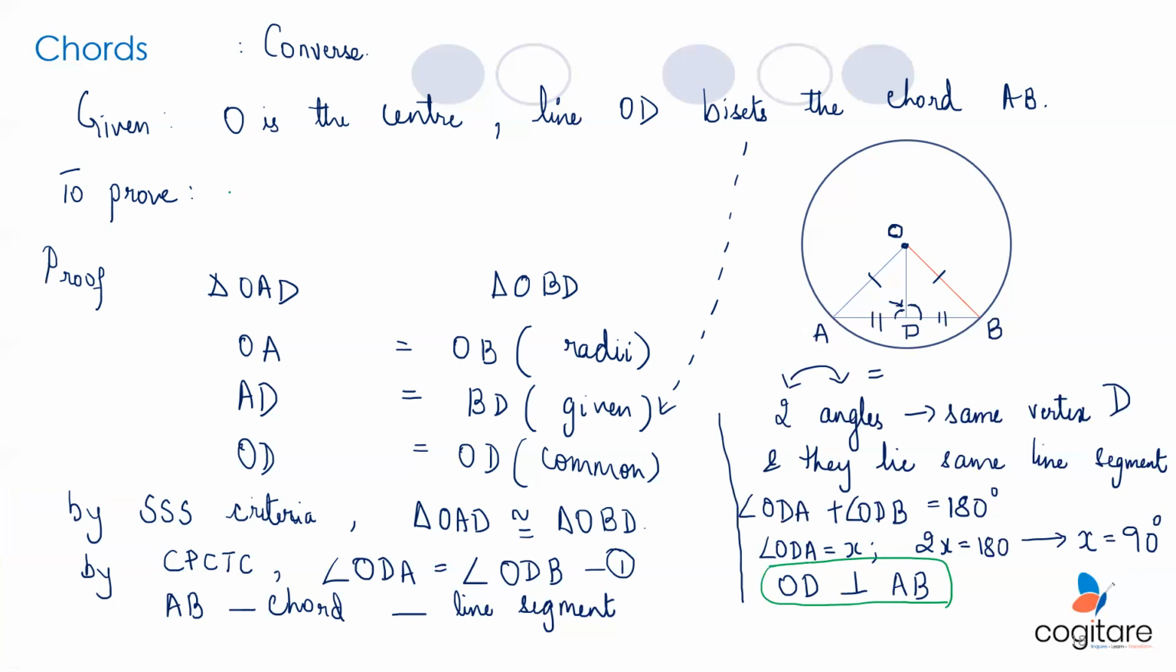So we needed to prove that the line OD is perpendicular to the chord AB. This is the converse of the theorem. If there is a line from the center that bisects the chord, then this line is perpendicular to the chord. Okay, if you understand what's happening, you can always frame the sentences accordingly and write the statement of the theorem.